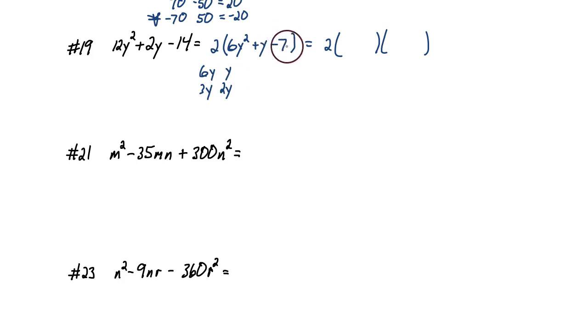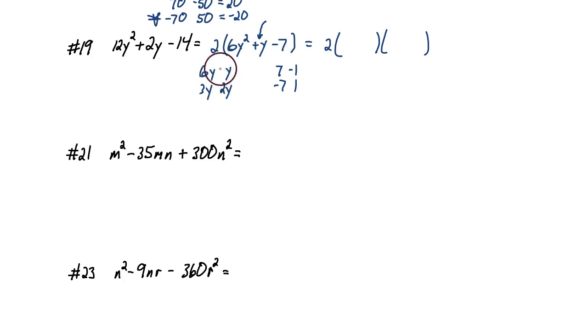Likewise, there are possibilities to multiply together to make negative 7. It could be 7 times negative 1, or it could be negative 7 times positive 1. We need to try these pairs of numbers and then consider the outer and inner product to make positive 1y.